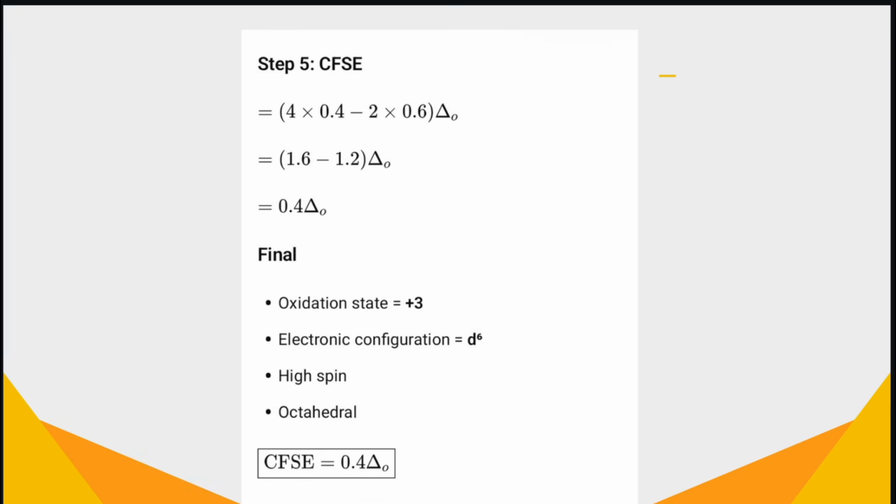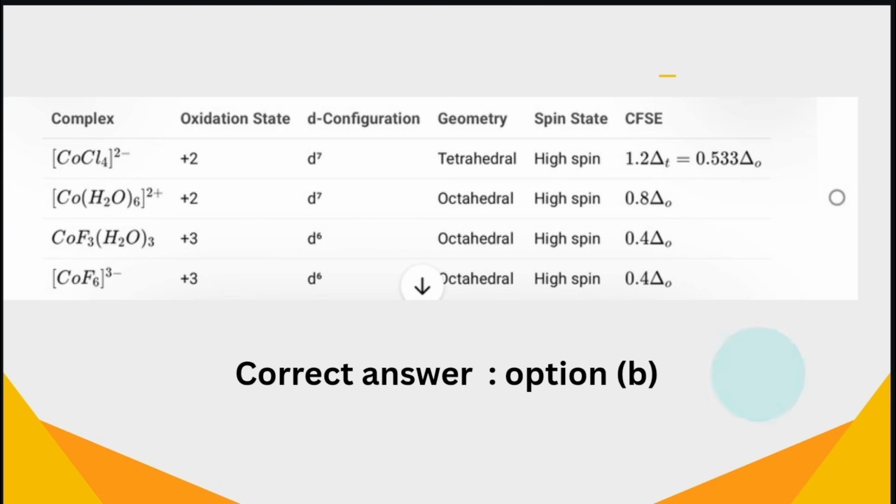Now we will calculate the CFSE. In step 5 CFSE is equal to 4 into 0.4 minus 2 into 0.6 into delta naught, that is equal to 1.6 minus 1.2 delta naught, that is equal to 0.4 delta naught. Finally, you will get oxidation state is equal to +3, electronic configuration is d6, high spin and octahedral. So CFSE is equal to 0.4 delta naught.